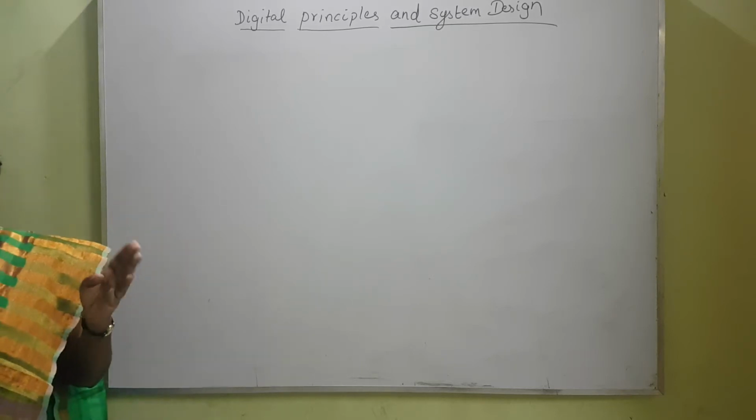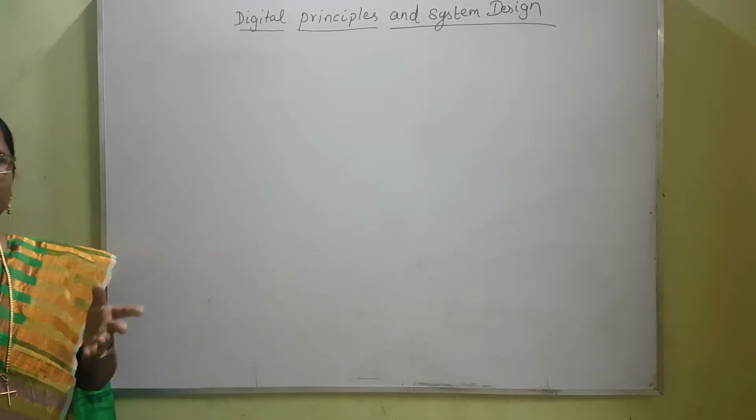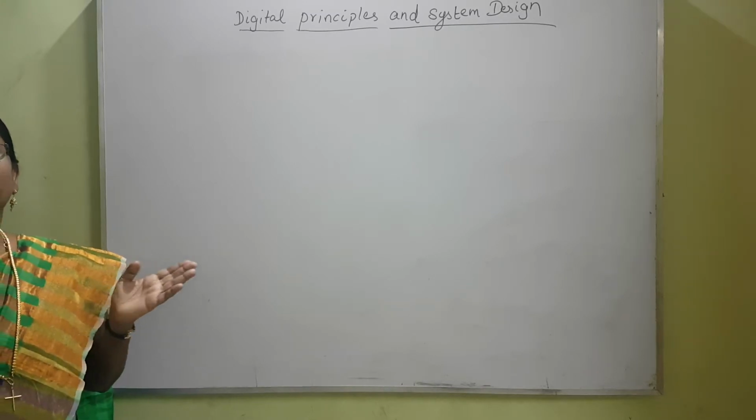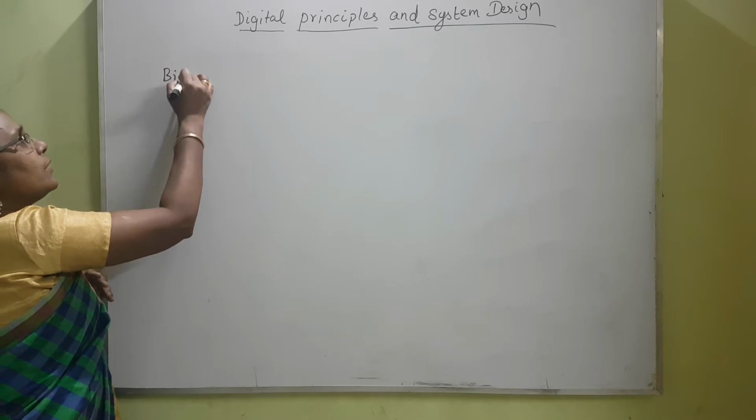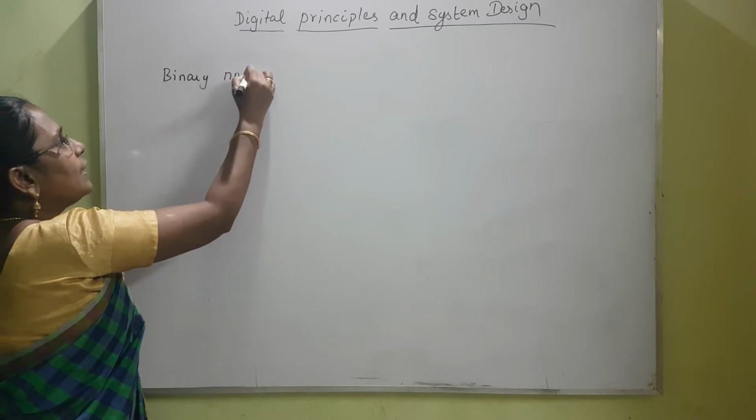So in the last class we have seen about the 4 common number systems. Now we are going to see the conversion from one number system to another. So let us first take the binary number system. So the binary number system is there for us.